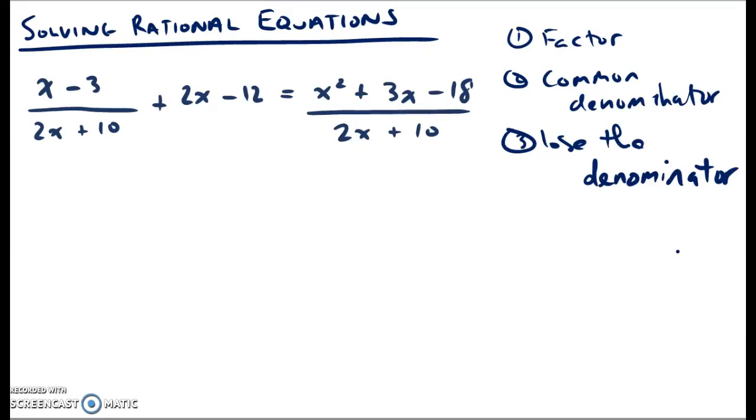With solving rational expressions, we want to factor, we want to find a common denominator, then we're going to lose the denominator so we can solve for the variable. So in this case, we are going to start factoring to begin with.